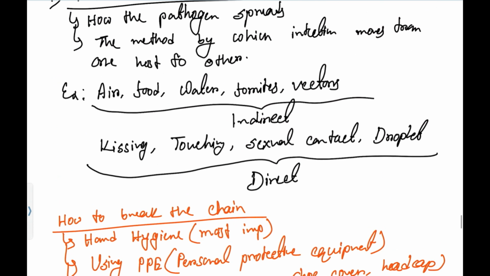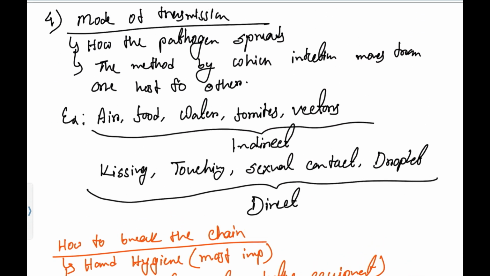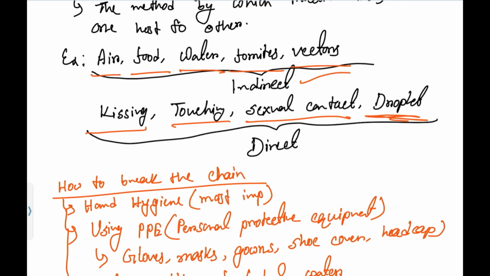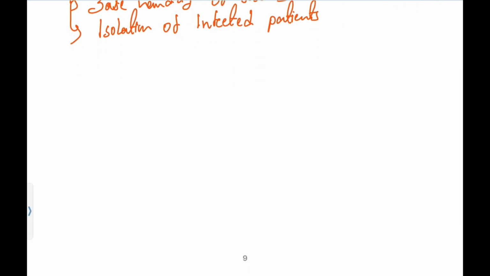So what we have discussed regarding the mode of transmission, which all are coming under indirect mode of transmission, that is either air or food, water, fomites, vector. Okay, then direct mode of transmission, example is kissing, touching, sexual contact or droplet infections, all are coming under direct mode of transmission.